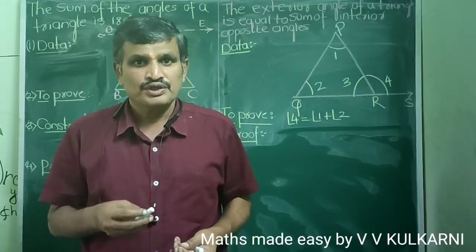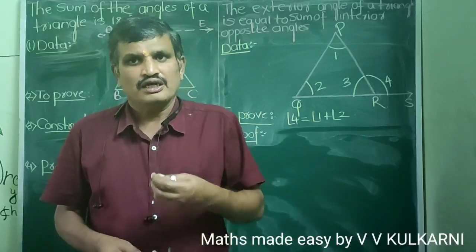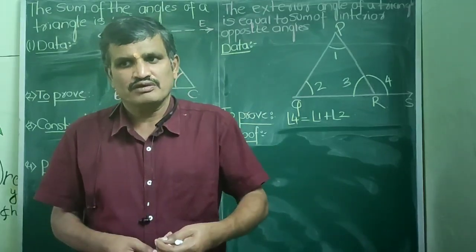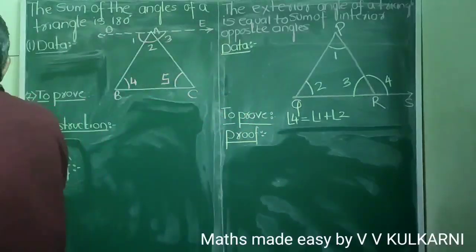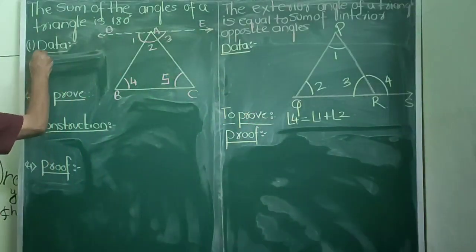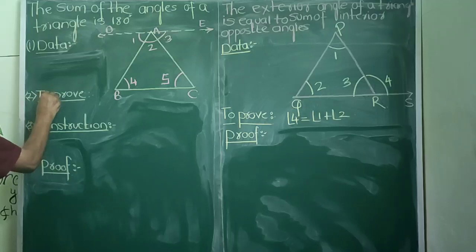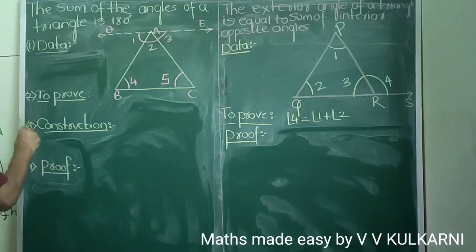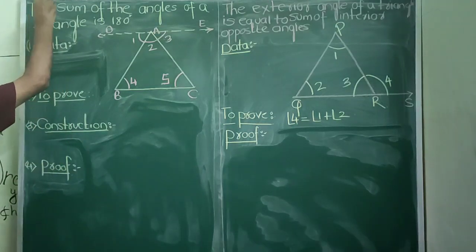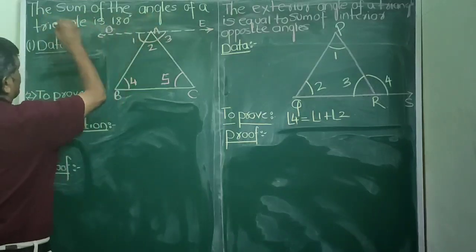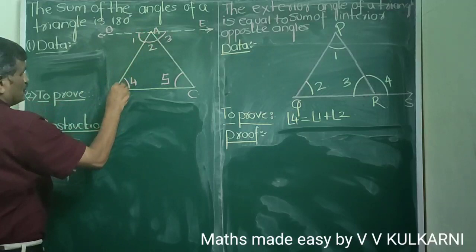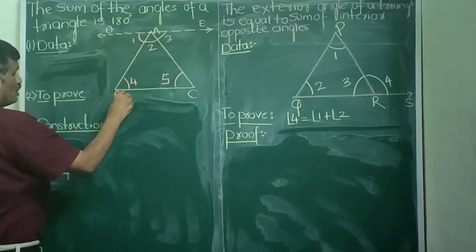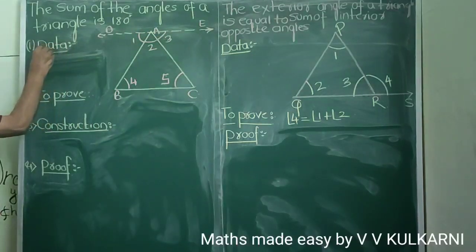Now today I am going to prove it in a systematic way, and that's what we call proving a theorem. How to do it? To prove a theorem you need these 4 steps: data, to prove, construction and proof. Data means what? The sum of the angles of a triangle is 180 degrees. So that means you have to draw a triangle here. Whatever you draw, you have to write that information, and that information is called data.